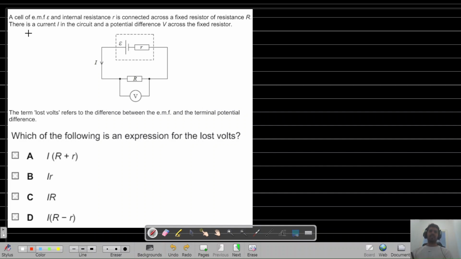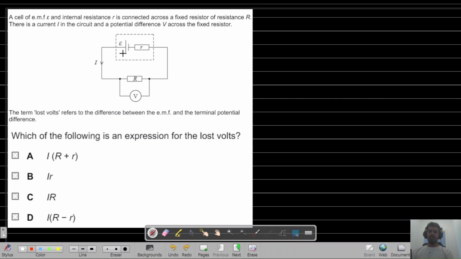The question is, a cell of EMF E and internal resistance r is connected across a fixed resistor of resistance R. There is a current I in the circuit and a potential difference V across the fixed resistor. The term lost volts refers to the difference between EMF and the terminal potential difference.